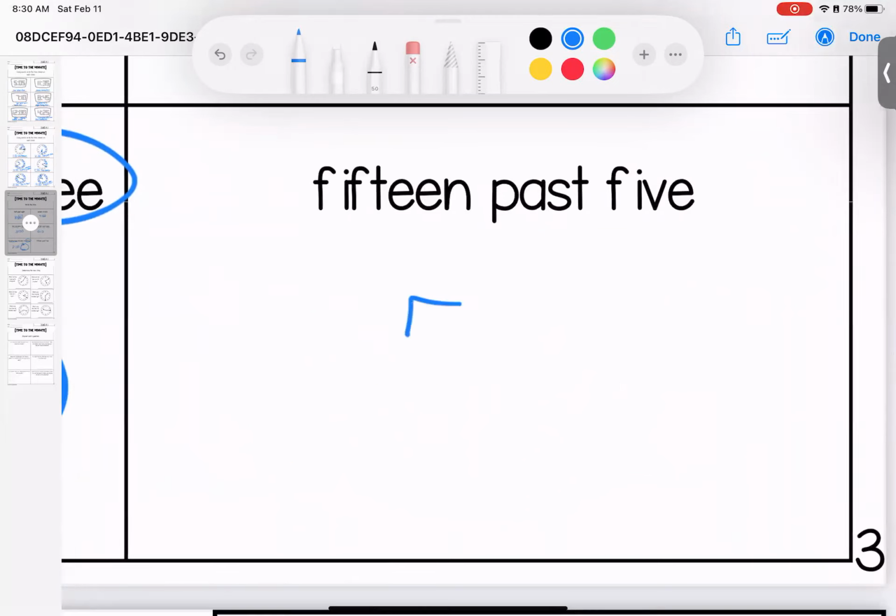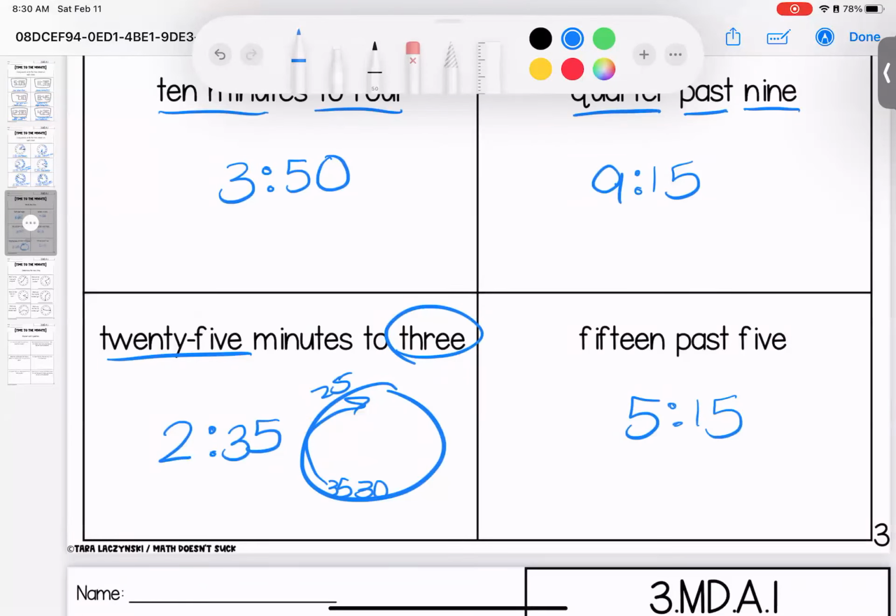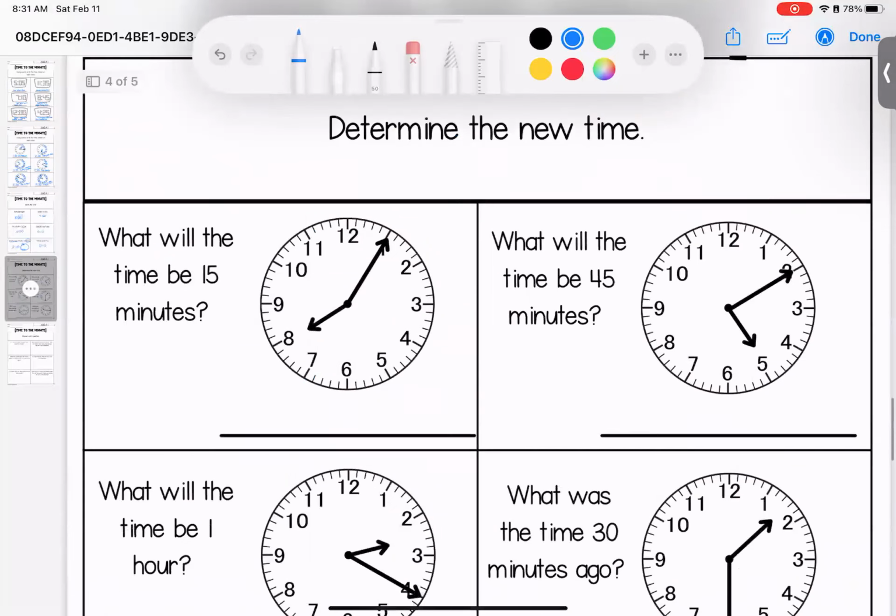And then 15 past 5, 5:15. Any questions, sweet faces? Bring them with you to class.